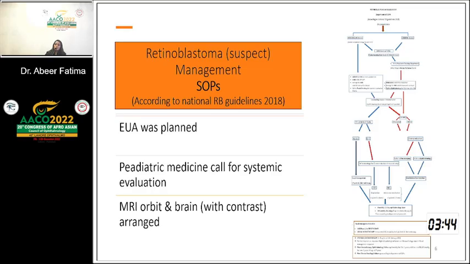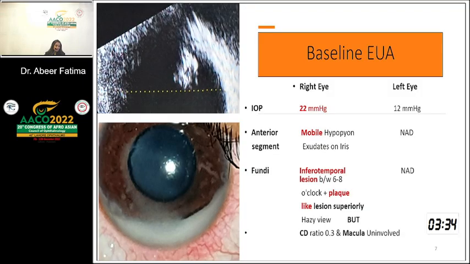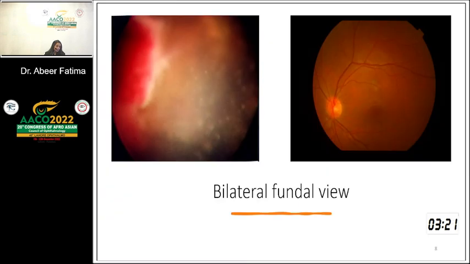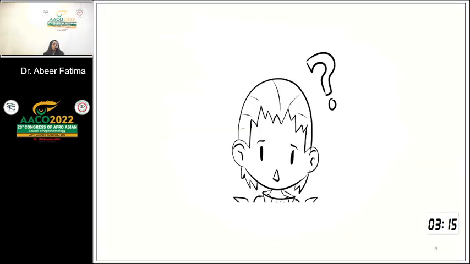So according to our departmental SOPs, we started the management of this case as retinoblastoma suspect, according to the National RB Guidelines of 2018. So baseline EUA was done that reinforced the findings of anterior segment. The fundus showed infratemporal lesion and plaque-like lesion superiorly. The macula was uninvolved. So the bilateral fundus view at the time of the first EUA was this. So what differential comes to your mind?